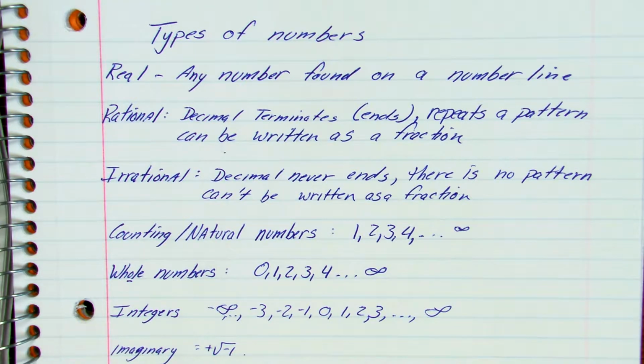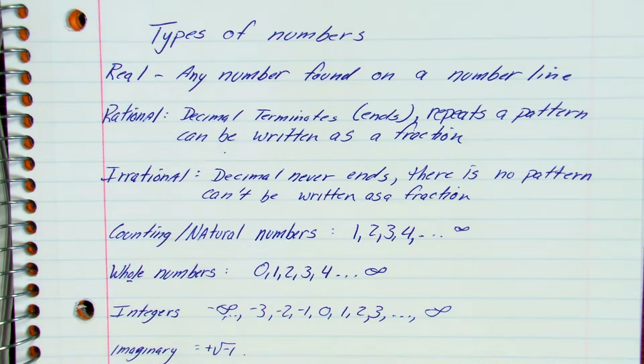Rational numbers have decimals that terminate. Well, they could have decimals that terminate, or the decimal could repeat a pattern, or it could be written as a fraction. By a fraction, what they mean in this section is a whole number over a whole number. So that's something you have to keep in mind when you're going through this. Now, I just talked about whole numbers, so let's jump down to what a whole number is.